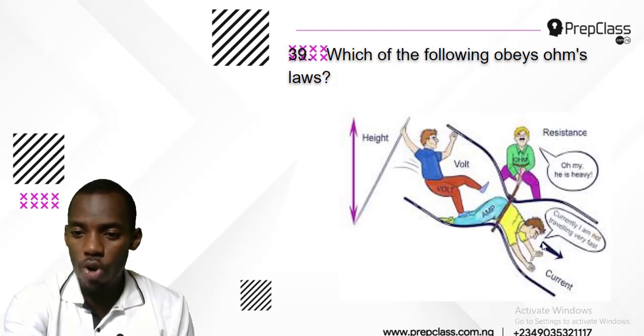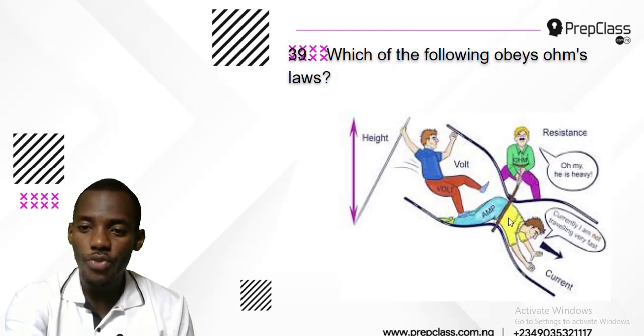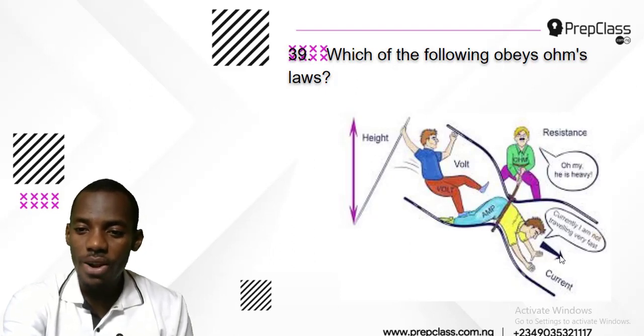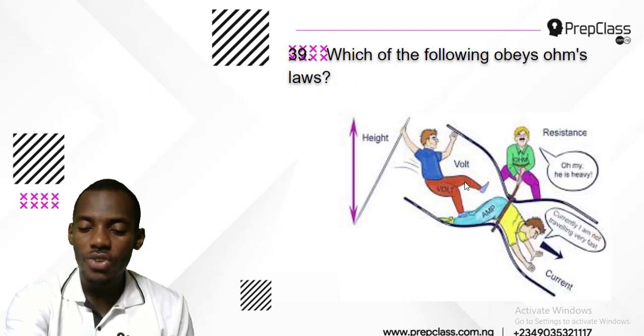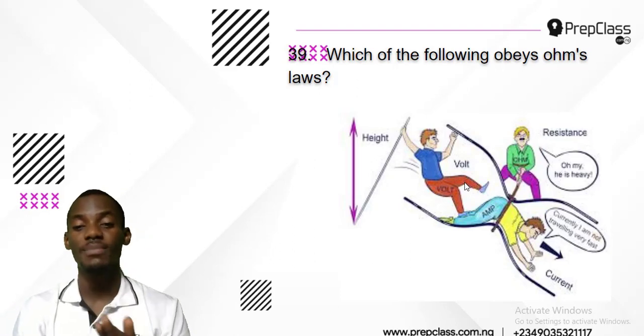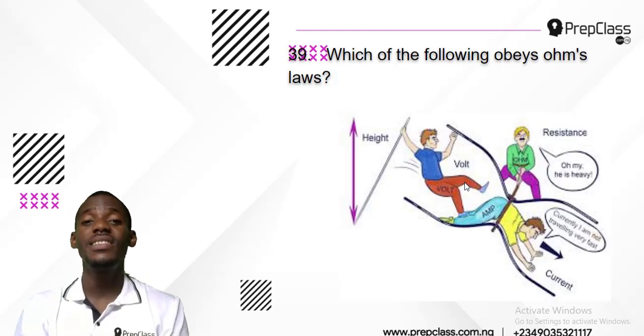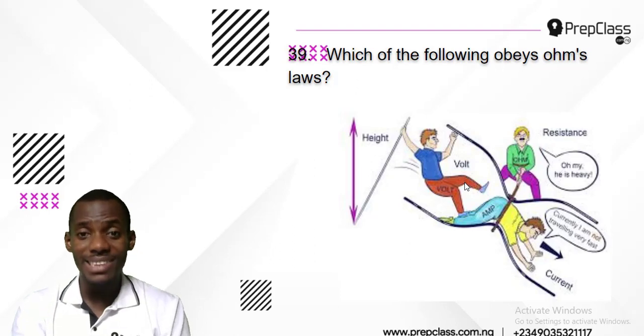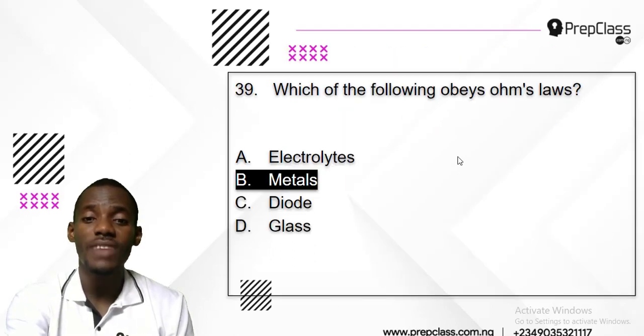Then current is the one flowing, and resistance is the amount of opposition to flow. So resistance is saying, oh my, it is heavy. Then current is saying, currently I'm not traveling very fast. Then voltage is there pushing, right? So that which flows is current, but voltage is the work done between 2 points, and resistance is the opposition to the flow of current, and that is the answer. So the answer is just metals obey Ohm's law.